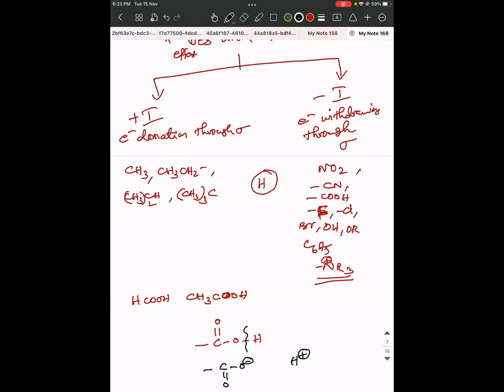Organic acid or mineral acid: HCl, H2SO4, HNO3. When you compare, HNO3 and HCl are more acidic than carboxylic acid because they give H plus very easily. Whereas the organic acid will not give that much easily. It will give H plus ion, but due to the resonance effect, releasing the H plus ion is very difficult when compared to HCl and HNO3. That's why these are weak acids compared to mineral acids.